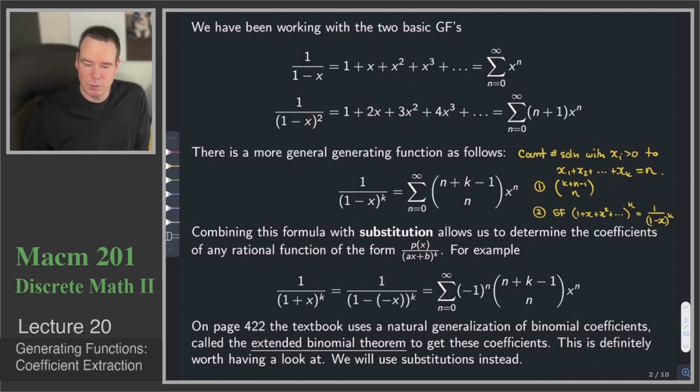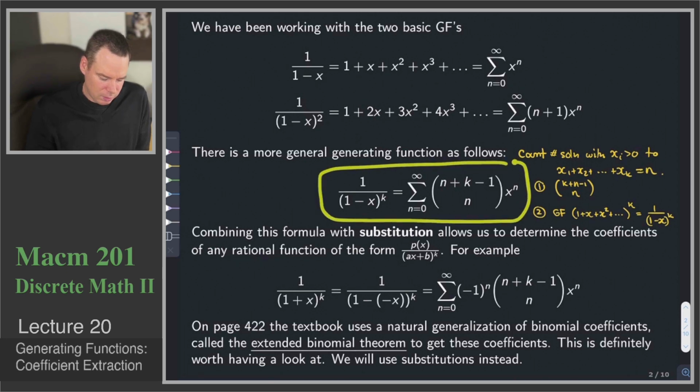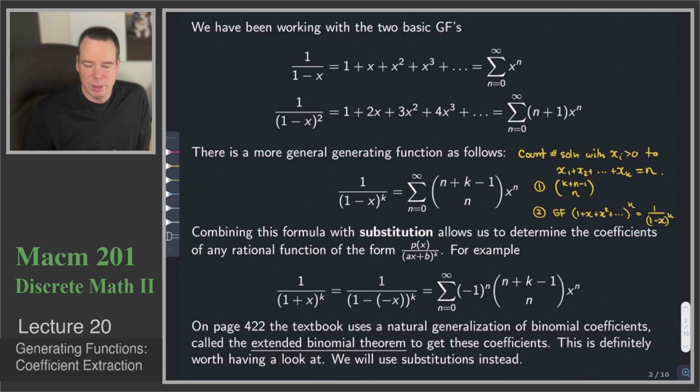So that's the first observation. We are going to use this all over the place, so we need to know this one. Commit this one to memory. The power series expansion for 1 over 1 minus x to the k has coefficients given by these choice with repetition binomial values.